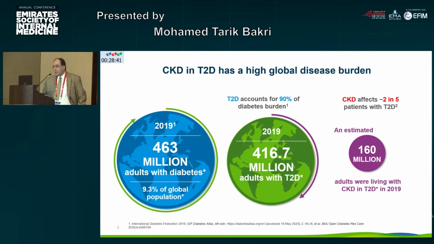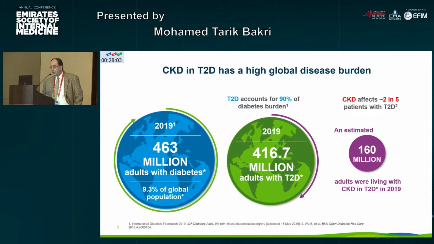So we know CKD in type 2 diabetes is very significant. In 2019 we had about 160 million patients with CKD and type 2 diabetes. And unfortunately, as in the definition, it's a chronic disease, and it's usually asymptomatic at the beginning. So this is where, as internists, family practitioners, GPs, and so on, we have to really act before they get worse.